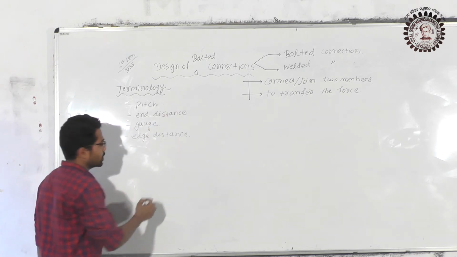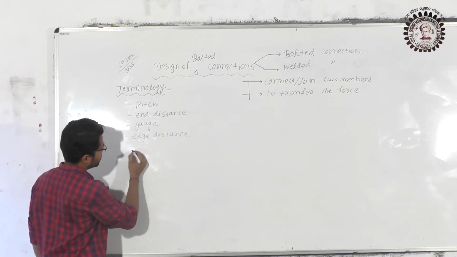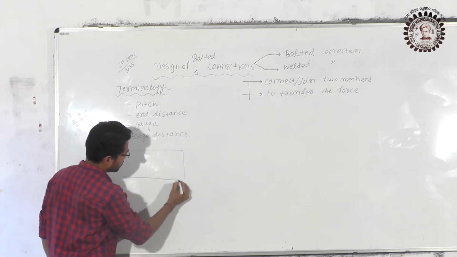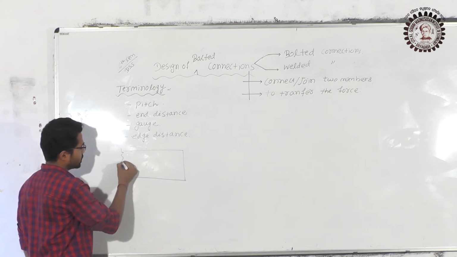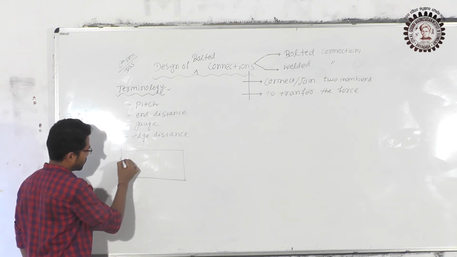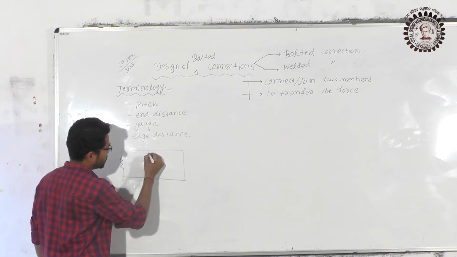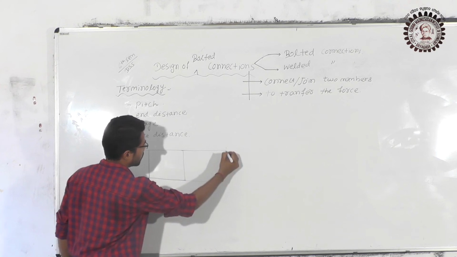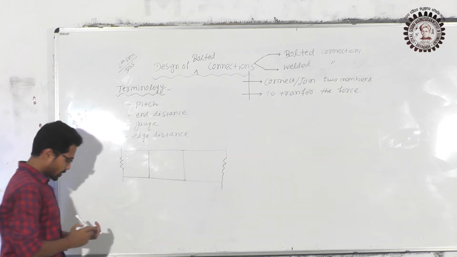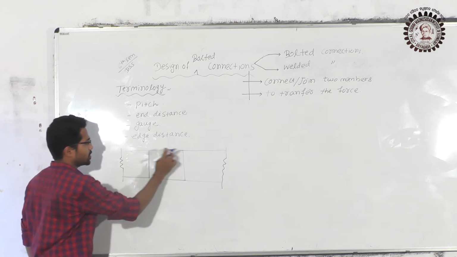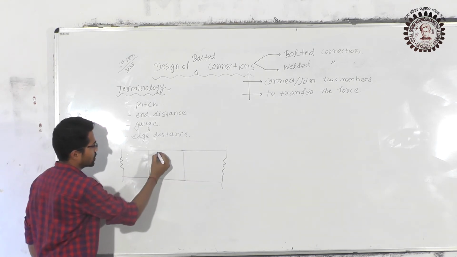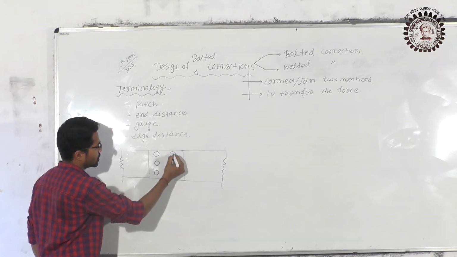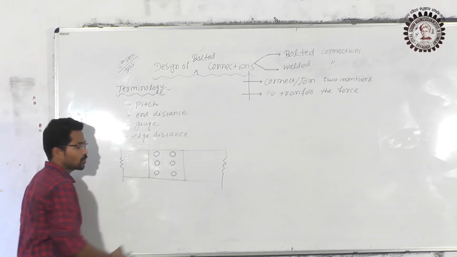So for example, there are two steel plates. Let's say this is the top view I am drawing. This is one steel plate, and there is another steel plate overlapped on the first plate. This part you can say is the connection part. Here we will provide the bolts. So I am drawing the bolt holes. These are the bolt holes.